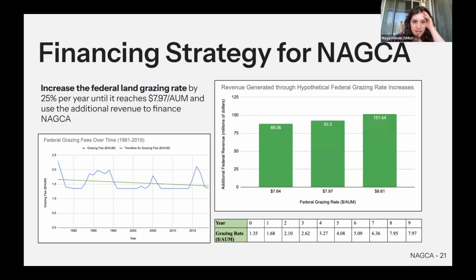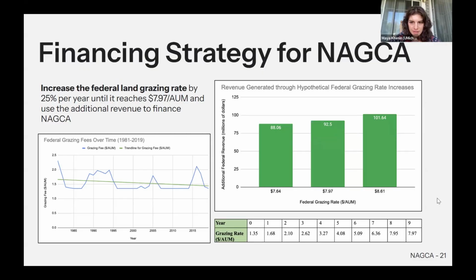In this graph, you can see it has fluctuated a lot over time, but the green trend line shows an overall decrease over time. So a lot of groups have actually argued that this has heavily subsidized grazing, which has led to a lot of overgrazing, which is a threat to grassland and the habitats it supports. So a lot of groups have actually argued for an increase, including some ranchers, because they see that it's important for the longevity of their careers.